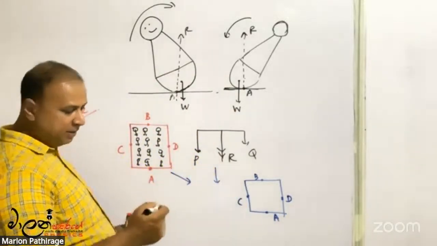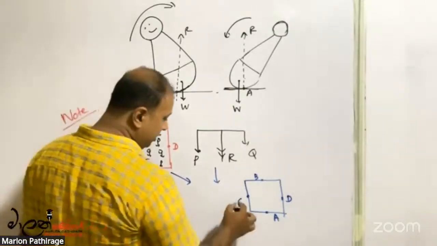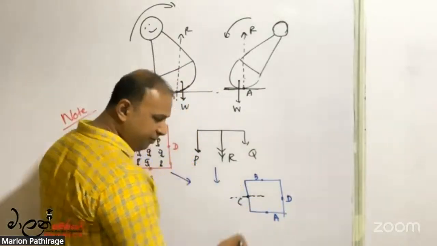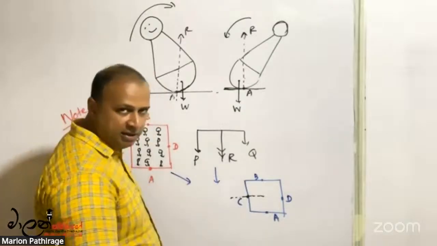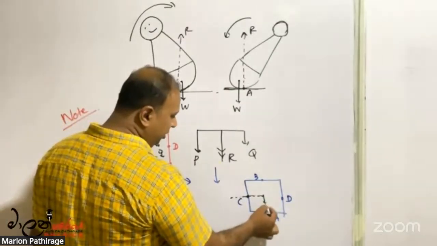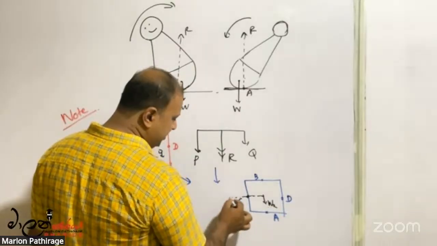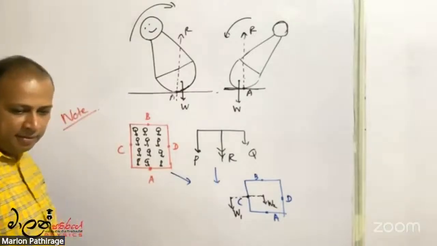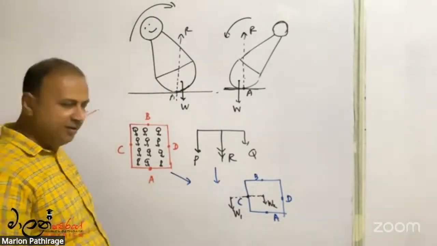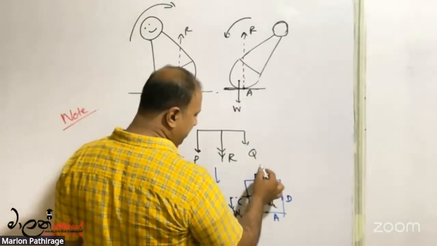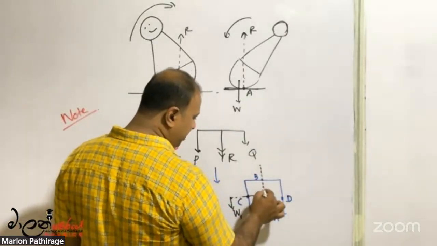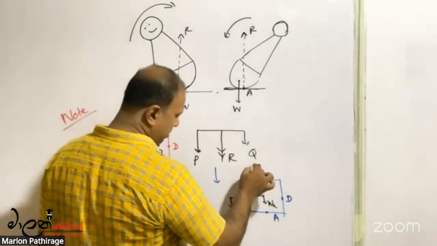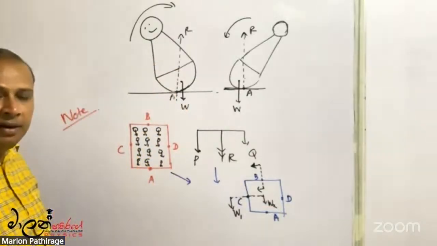Okay, look at this one. If you consider point C, if the center of gravity is at point C, then the center of gravity is the resultant weight, no? If the resultant weight is at point C, definitely there should be two weights. If the center of gravity is point B, definitely there should be two weights at the two sides.